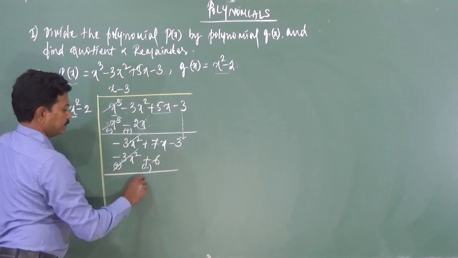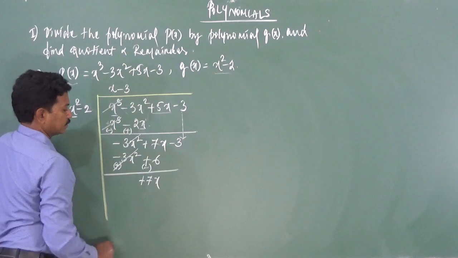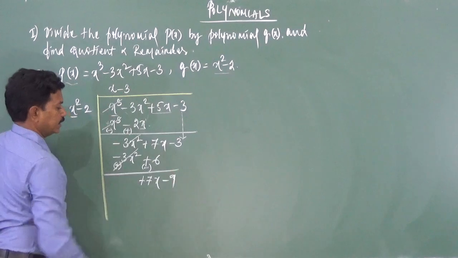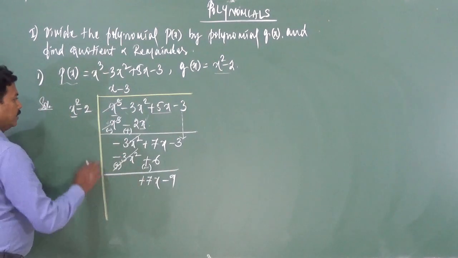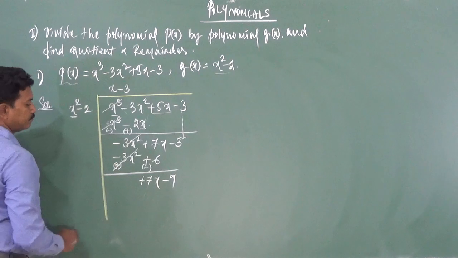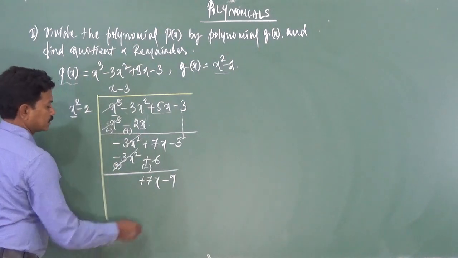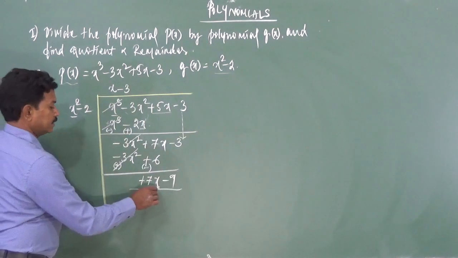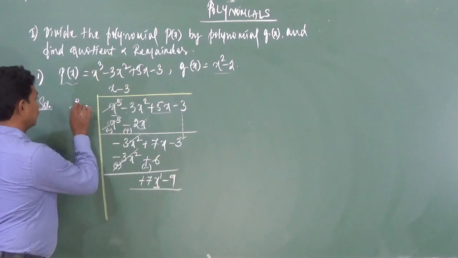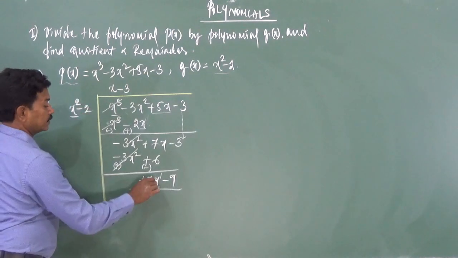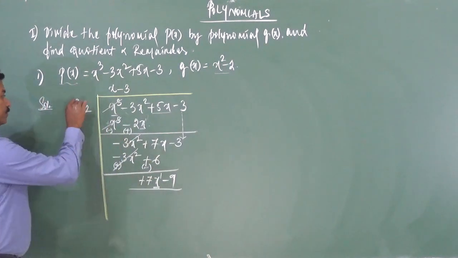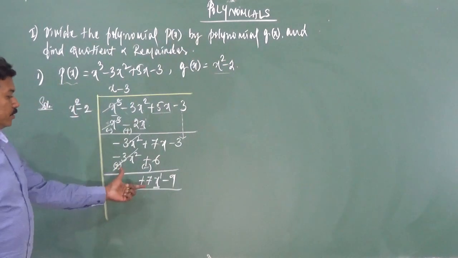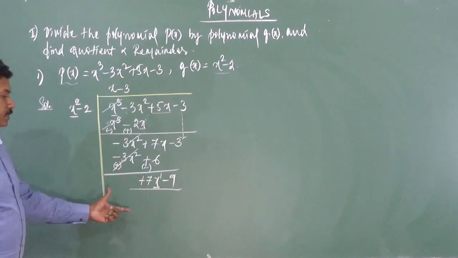So therefore carry the same plus 7x to the answer line. So minus 6 minus 3 is minus 9. So this is the answer there. So still we cannot go further because the degree of the remainder, this 7x minus 9, is the remainder here. The degree of the remainder is 1 and the degree of the divisor is 2. So therefore the degree of the remainder is less than the degree of the divisor. Therefore we cannot continue the process of division. Therefore we are going to stop the division here in this step.